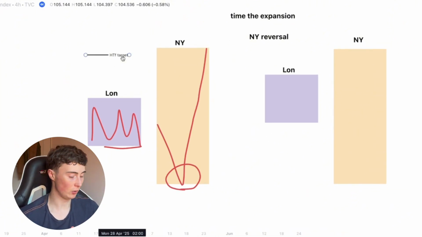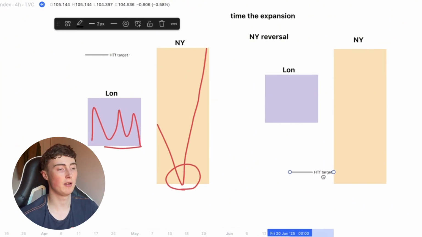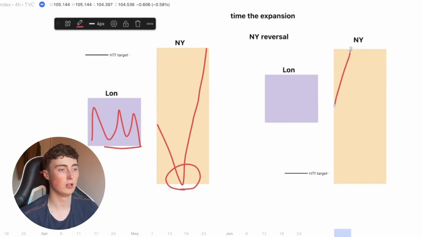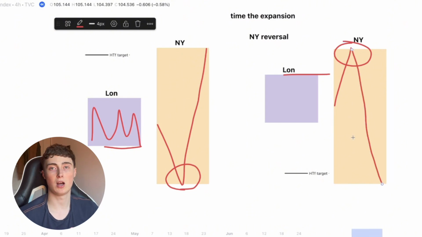It's the same thing. So let's say, for instance, you have a higher time frame target down here. We're looking for London kill zone to be the liquidity that gets taken before price moves to the target. So again, we're looking for New York kill zone to open up and run higher, right? And take out London's high. Once we get that and we look for our entry and get the entry, we can be confident that New York session is now going to impulse to the downside towards the higher time frame target.